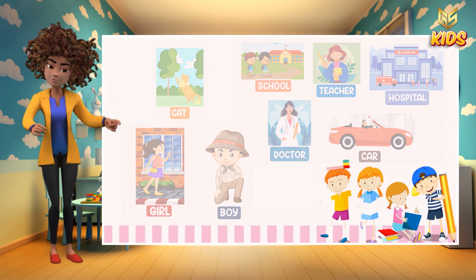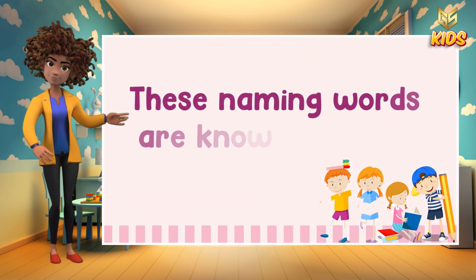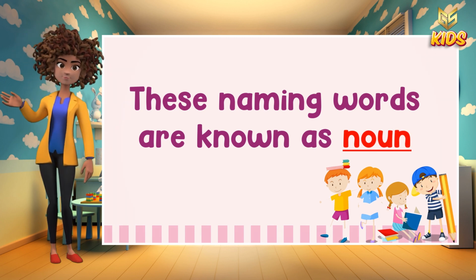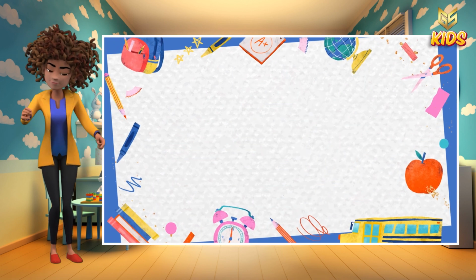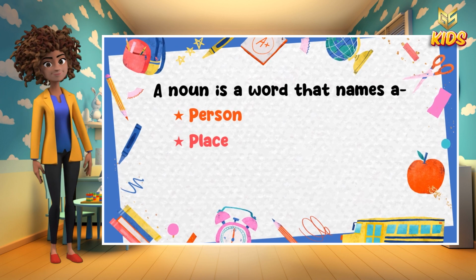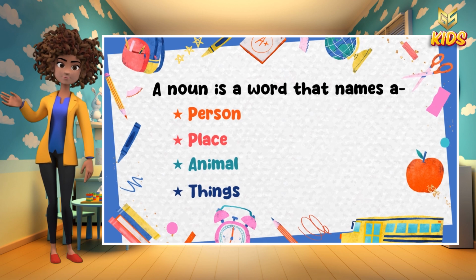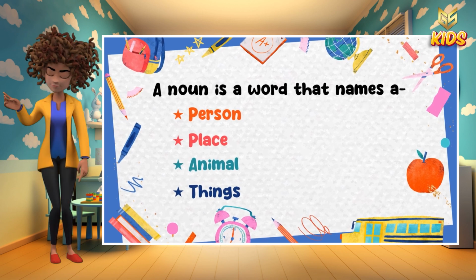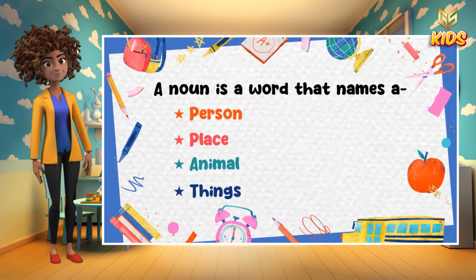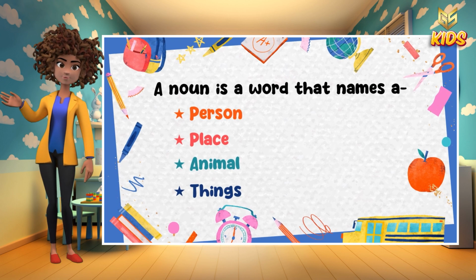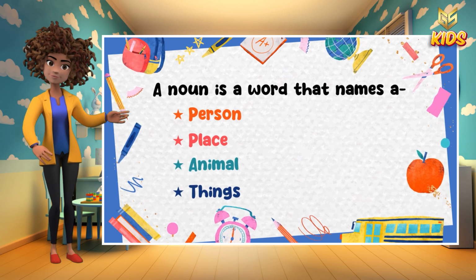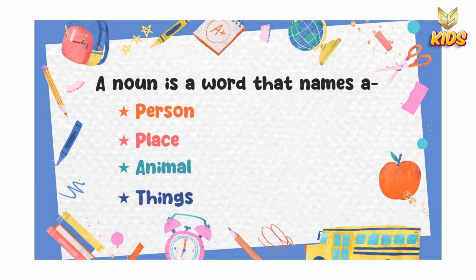What is that name? These naming words are known as noun. So, you have understood that a noun is a word that names a person, place, animal and things. As we can see, hundreds of things around us, particularly the name of the person, the name of the place, animals and things are called noun.